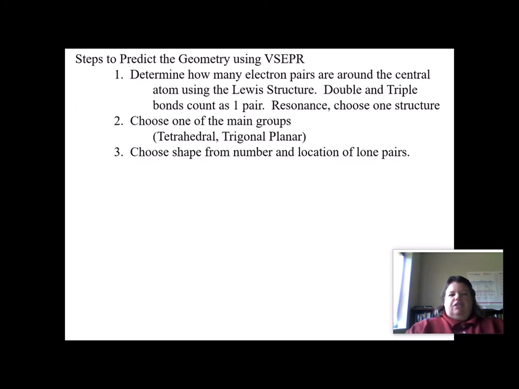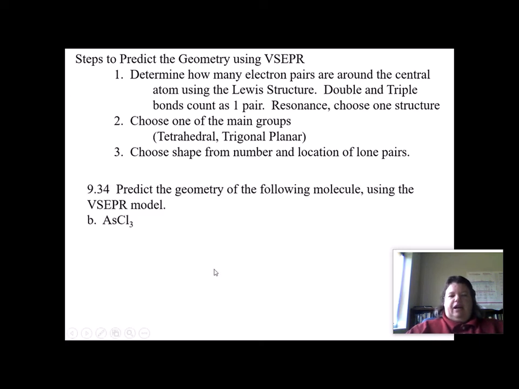So predicting: determine how many electron pairs are around the central atom. Double bonds and triple bonds count as one pair. That's why I tend to use the term outside atoms, not electron pairs. If I have a resonance structure, just choose one of the structures, because all the structures will have the same geometry. I skip number 2, which is choose the main group, because I don't want you to name that one. Then choose the shape or the molecular geometry from the number and location of the lone pairs.